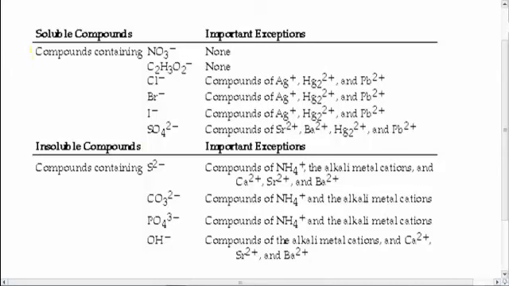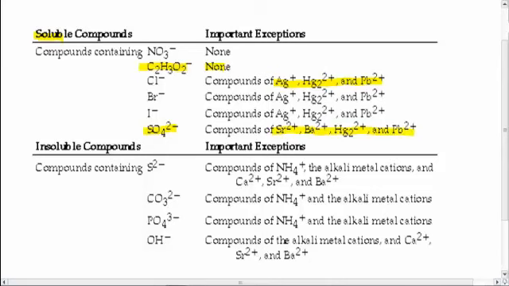But a little reminder, the way we use this chart is we look at the soluble compounds and the insoluble compounds. Any compound containing NO3- is soluble because there are no exceptions. Same with the acetate ion here. No exceptions, it's soluble. Chlorine and bromine and iodine are mostly soluble. The exceptions are if they're combined with silver, mercury, or lead 2. And finally on the top list, sulfate ions. Compounds with sulfate ion are soluble unless they're combined with strontium, barium, mercury, or lead 2.